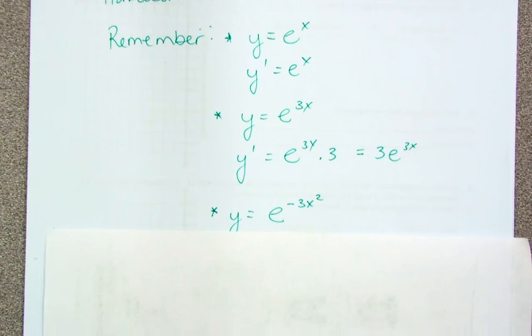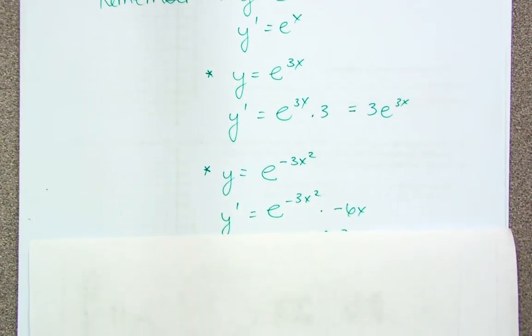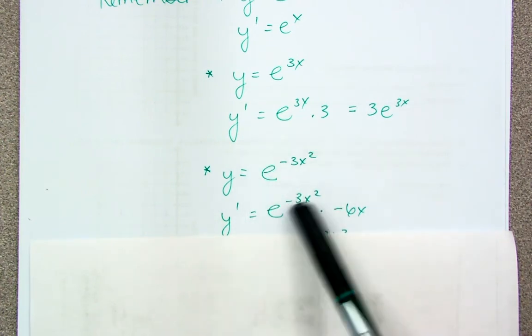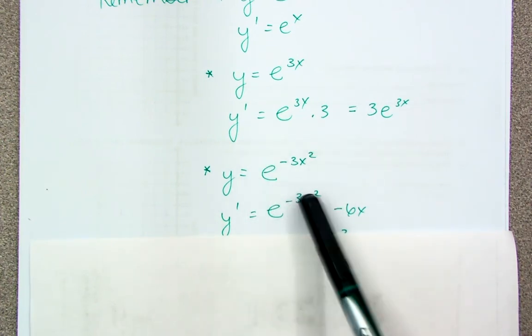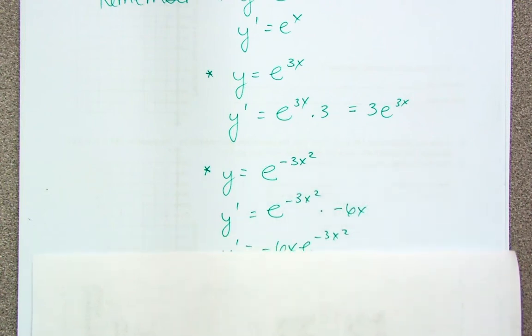Something like y equals e to the negative 3x squared. The first derivative would be the chain rule, so the derivative of itself times the derivative of the exponent. Bring down the 2, negative 6x, and rewrite that as negative 6x times e to the negative 3x squared.